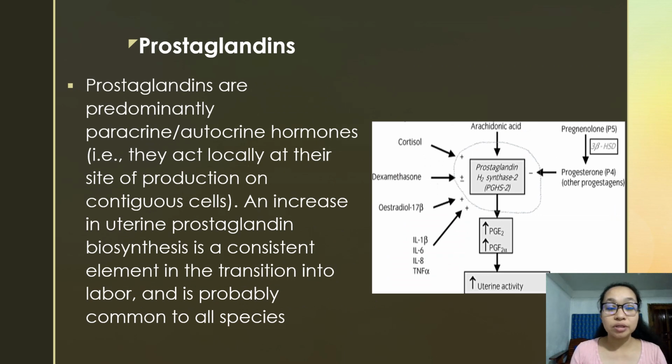How about prostaglandins? These are predominantly paracrine and autocrine hormones. For example, they act locally at their site of production, on contiguous cells. An increase in uterine prostaglandin biosynthesis is a consistent element in the transition into labor and is probably common to all species.